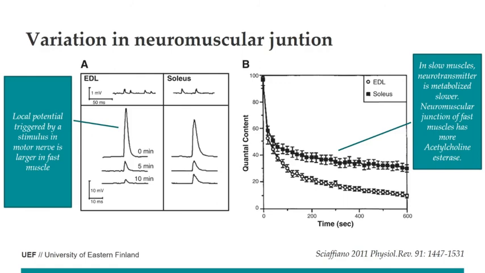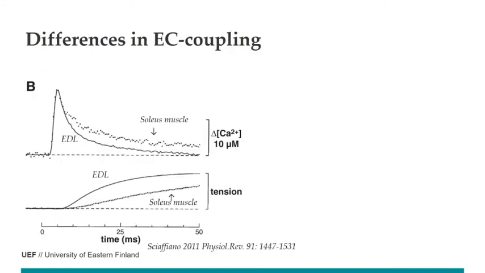So meaning that, because the release is acetylcholine, there is an enzyme, acetylcholine esterase, that is metabolizing it, so putting it in small pieces. And in these fast muscle cells, they are metabolized much faster. So in the neuromuscular junction, there are some differences. What about then the EC coupling?